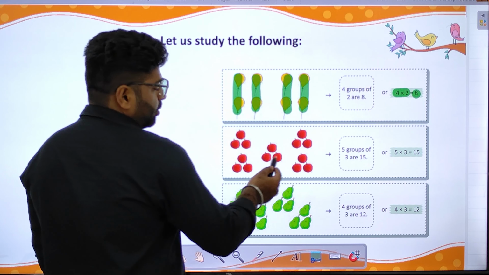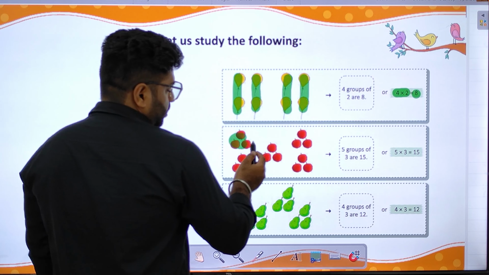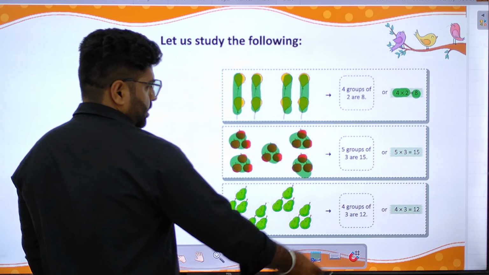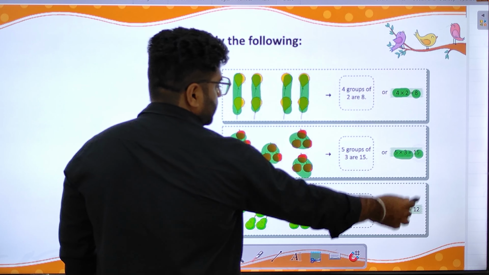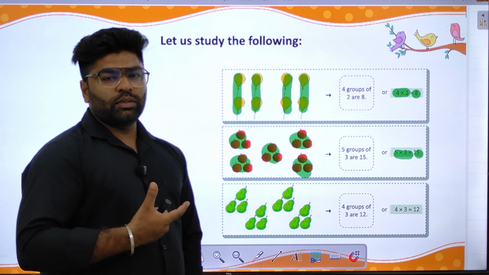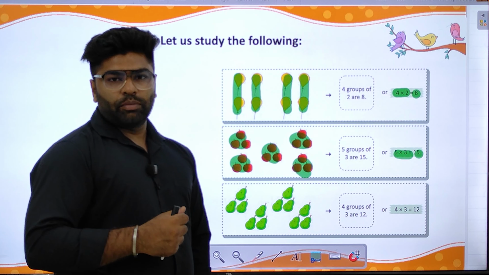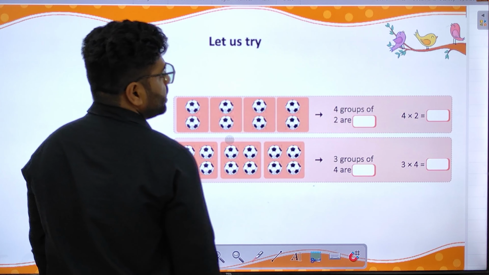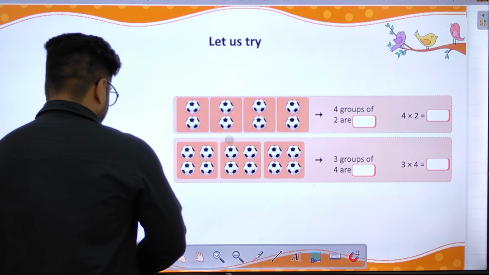Here we are having five groups of three. So 1, 2, 3, 4, 5. So we can say that 5 times 3 is 15. For this 5 times 3, 4 times 2, you have to learn the tables. If you learn the tables, then multiplication is an easy game for you.